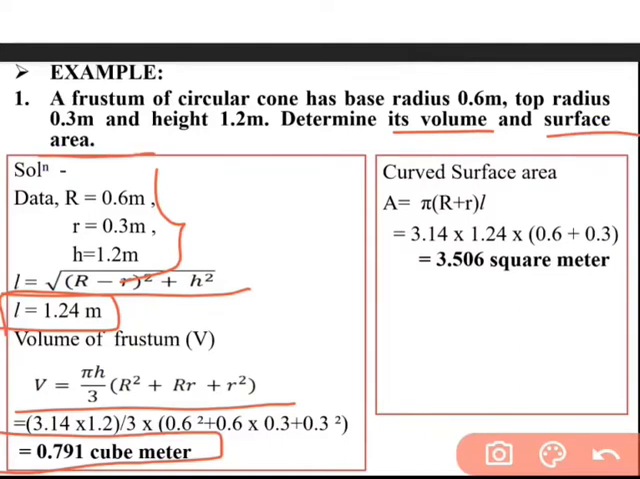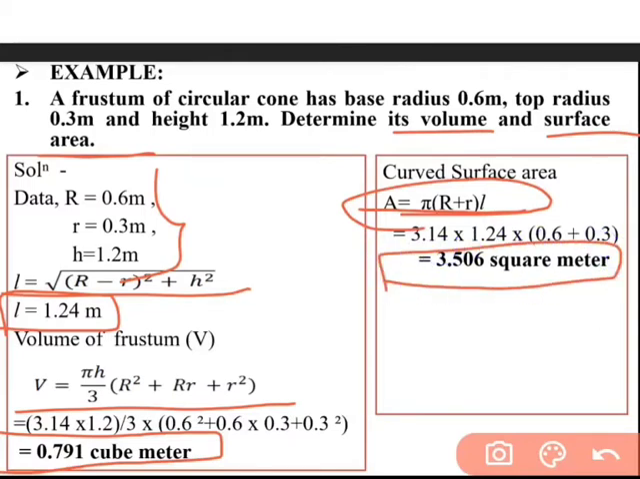And second, find out the surface area. So write down the equation of surface area, is equal to pi into bracket capital R plus small r into slant height L. Okay, so put the values in the equation, so we get the answer of surface area is equal to 3.506 meter square.